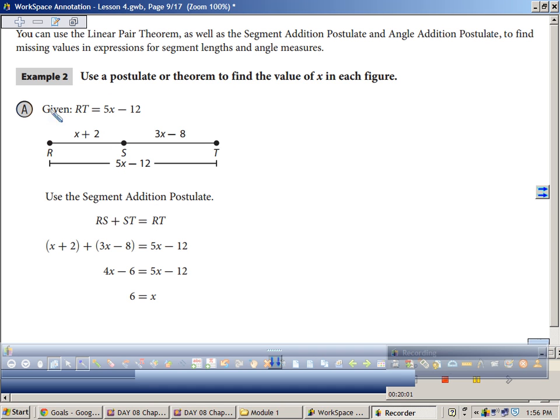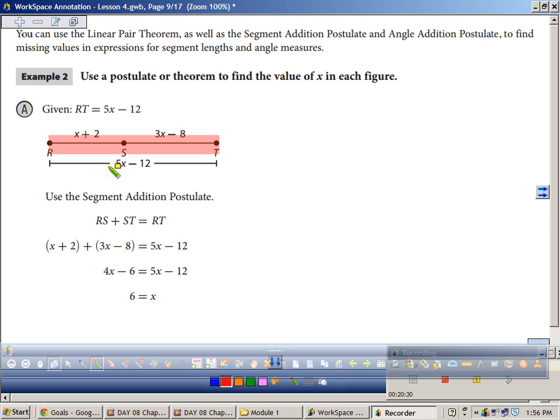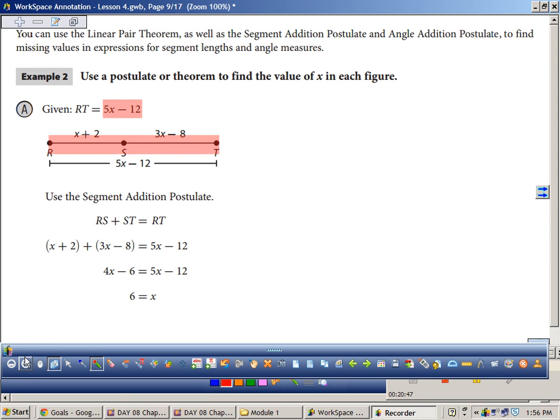Given that RT, this whole thing right here, by the way, this little mark right here and a little mark right here, that's a way of showing distance. I'm saying from here all the way to here is 5x minus 12. That's what they gave us, right? Segment RT is equal to 5x minus 12.